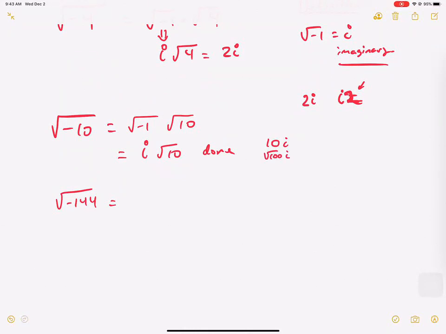Good question. If I can't take a square root, you leave it alone. Square root of 10 is square root of 10. Don't force it.